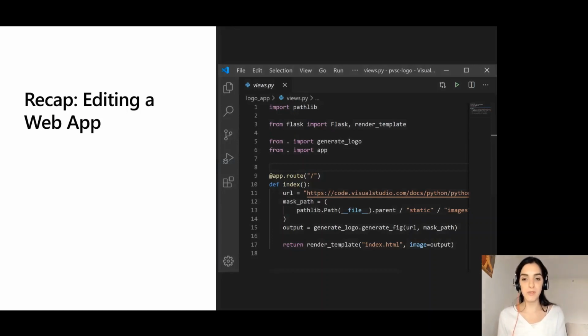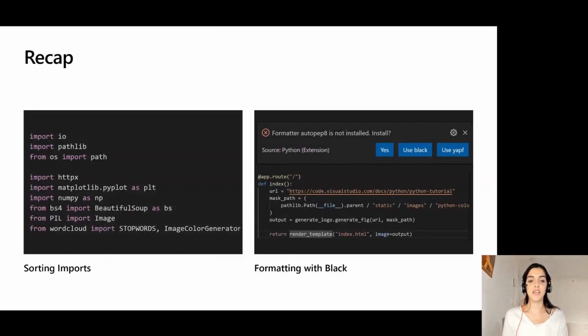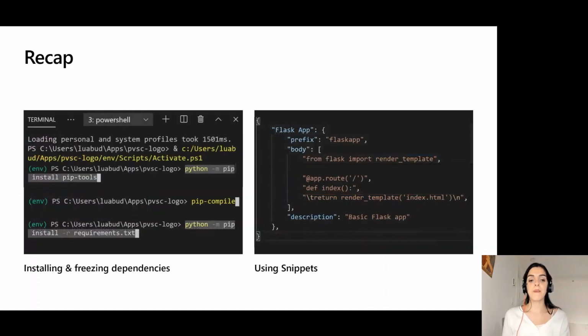So a quick recap of all the things that we did in terms of editing, creating a web application. We've seen how you can sort imports and format your code to make it more readable. And for sorting imports, it also helps you to set up your environment by creating that requirements.in file. That way you can just install and freeze your dependencies. And you can share these out to make sure everyone can have a working version of your application.